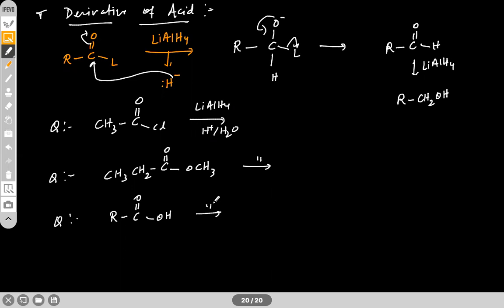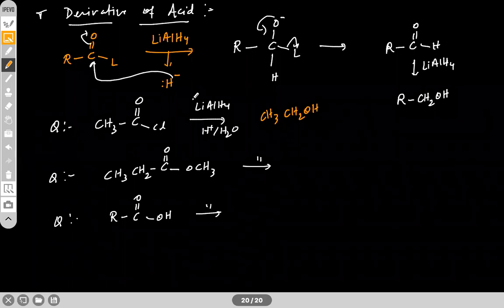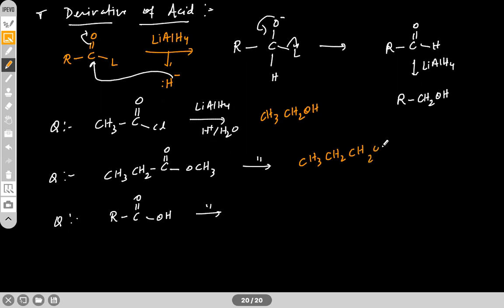Ben? Yes, sir. The first one, can I write down the product directly? Yes, sir. The product will be CH3CH2OH. First, we'll get aldehyde with the same carbon atoms, and then the aldehyde is reduced into a primary alcohol. This is what we'll get: CH3CH2OH, plus we'll get CH3OH from the leaving group. This also we get.